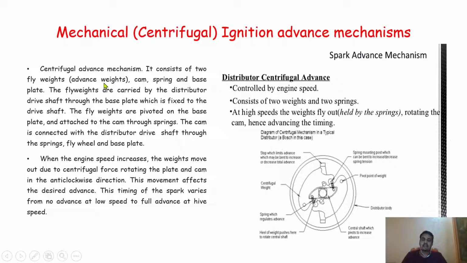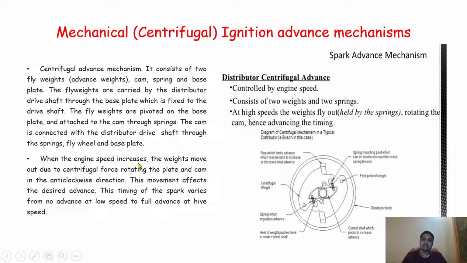That is nothing but called the advance weight, cam, spring and base plate. So these are the different elements. The flyweights are carried by the distributor drive shaft through the base plate, which is fixed to the drive shaft. The flyweights are pivoted on the base plate and attached to the cam through the springs. Here two springs are present in this particular diagram. The cam is connected with the distributor drive shaft through the springs, flyweights and the base plate.